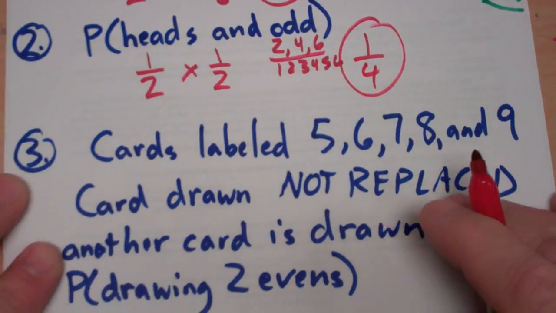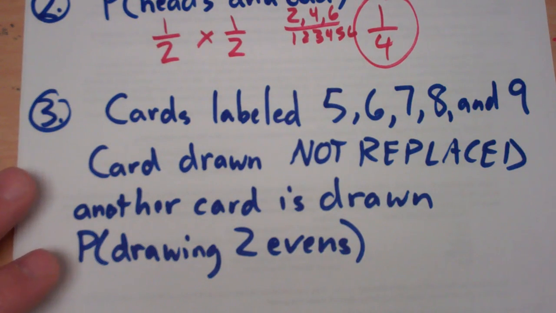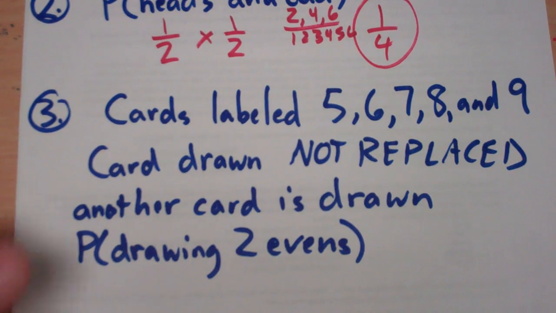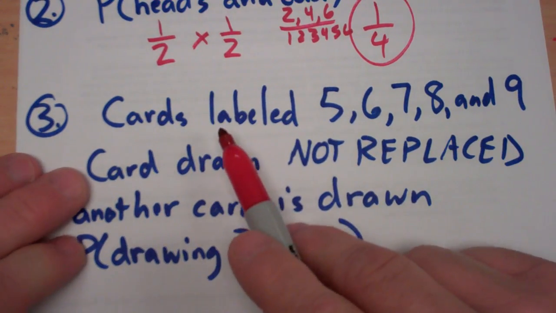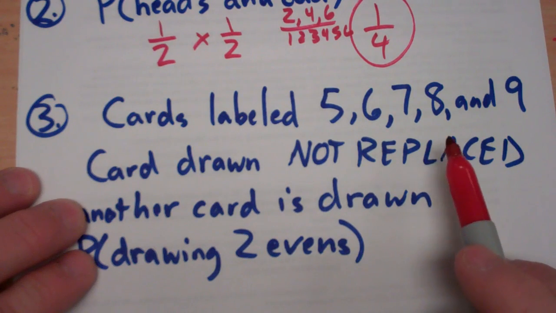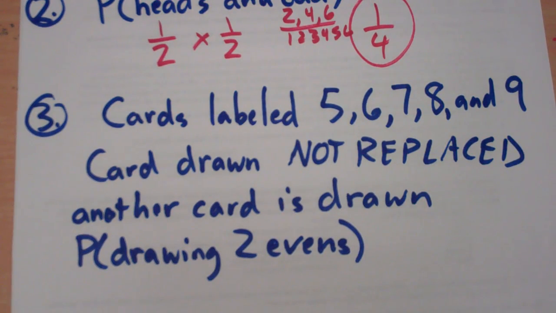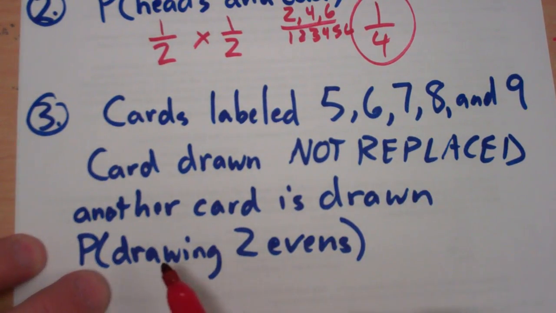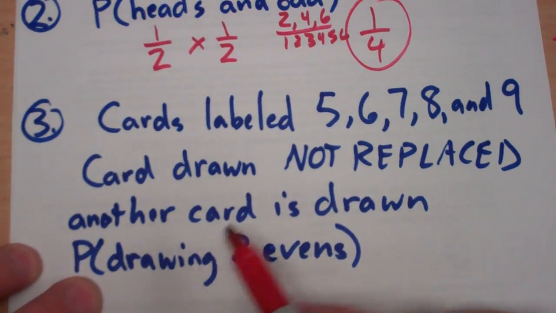So, number 3 is now going to be what we call a dependent event here. Because what happens is if we have cards labeled 5, 6, 7, 8, and 9, a card is drawn and not replaced. That means when I don't replace it, it's going to change the probability of what's happening. And so the first thing has to happen, and the second thing has to happen, but it changes the probability of the second one. So, let's see, what's the probability that we draw 2 evens?